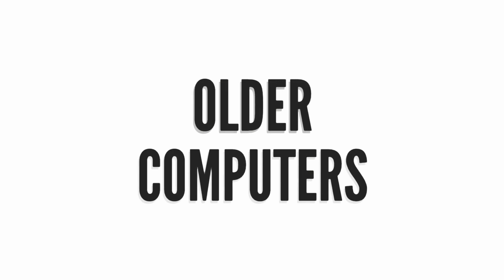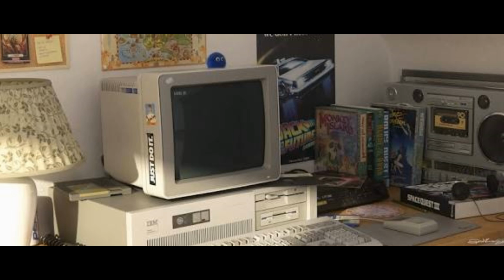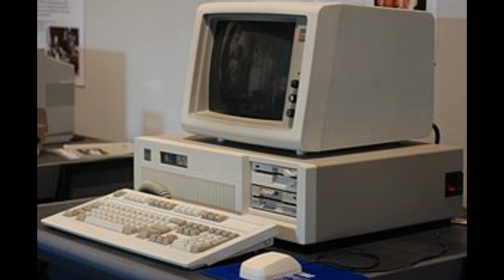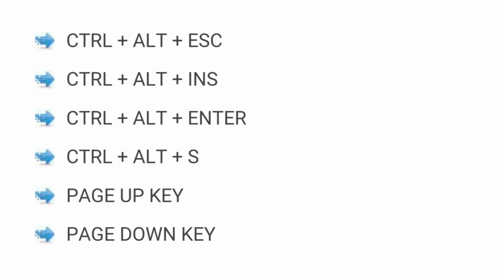Older computers. Unlike the computers of today, older computers, before 1995, had numerous methods of entering the BIOS setup. Below is a listing of key sequences to press as the computer is booting to enter the BIOS setup. Ctrl plus Alt plus ESC. Ctrl plus Alt plus INS. Ctrl plus Alt plus Enter. Ctrl plus Alt plus S. Page up key. Page down key.